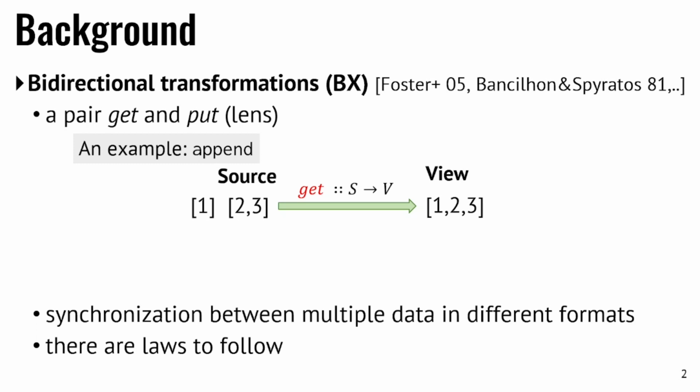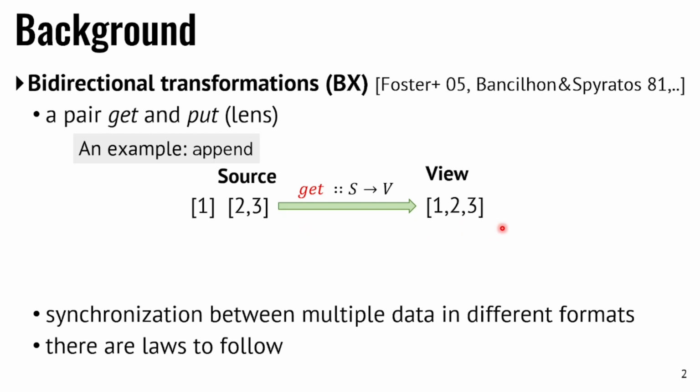Bidirectional transformation, which is also called BX, is a pair get and put. The pair is also called lens. Here, we use the append function as a concrete example. If the input 1 and 2, 3 is given, append returns 1, 2, 3 as the output. The input is called source, and the output is called view in the BX field. This forward transformation is called get.